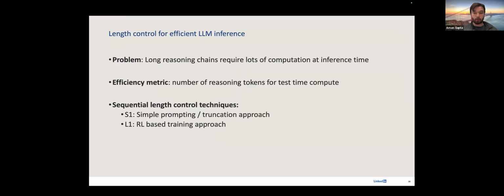So since this tutorial is about efficient use of LLMs, it's important to understand how the budget of those reasoning traces affects performance. While long reasoning chains can result in higher accuracy, they also require a lot of computation to output all those tokens on the way to the solution. So to define the problem directly, let's let our efficiency metric be the number of tokens used for the test time compute reasoning. Then let's explore two recent methods for controlling this trade-off between accuracy and computation: S1, which is a simple prompting and truncation approach, and L1, which is a more sophisticated RL-based training approach.